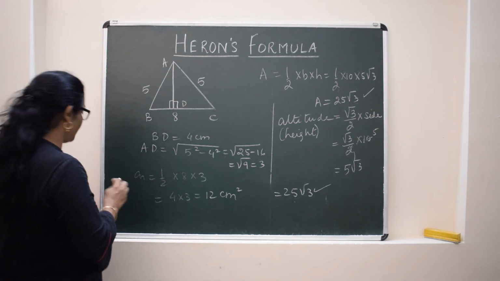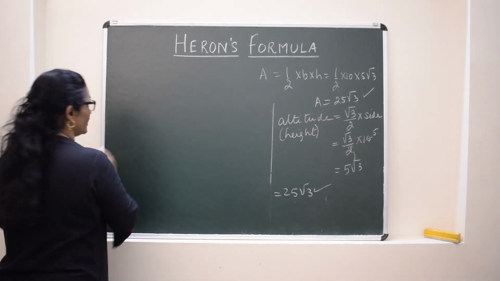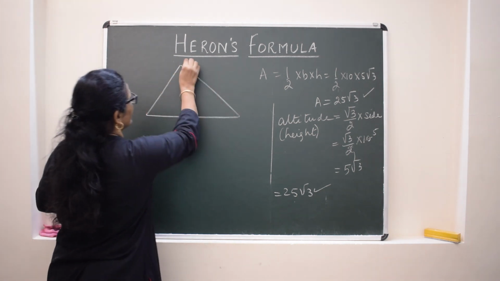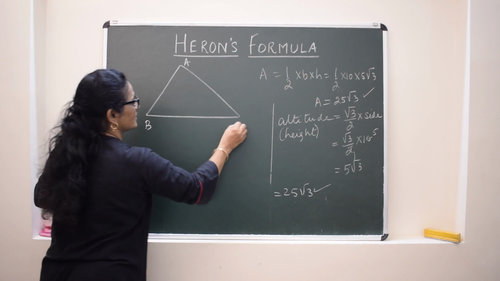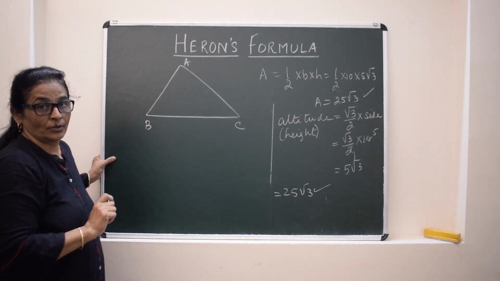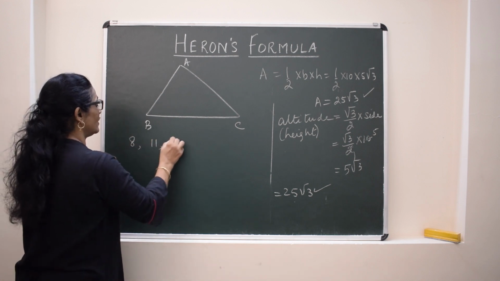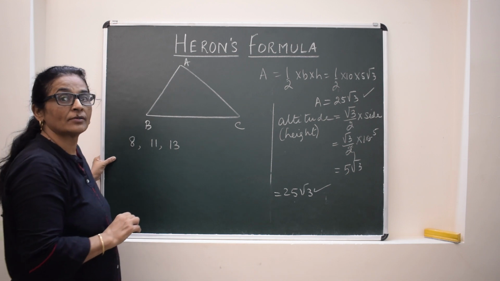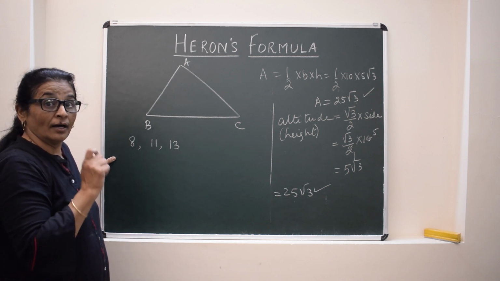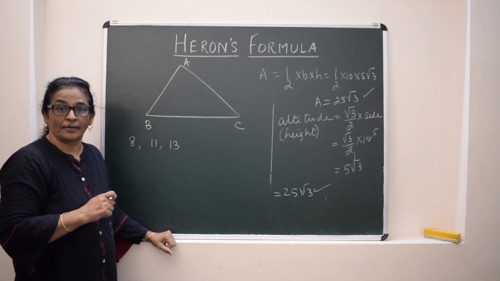Now let's see. If I say a triangle is given with all three sides unequal, it means there is no clue how to find out the height. For example, 8, 11 and 13 centimeters are the sides of the triangle. When there is no clue to find out the height of the triangle, how to calculate the area of this triangle?